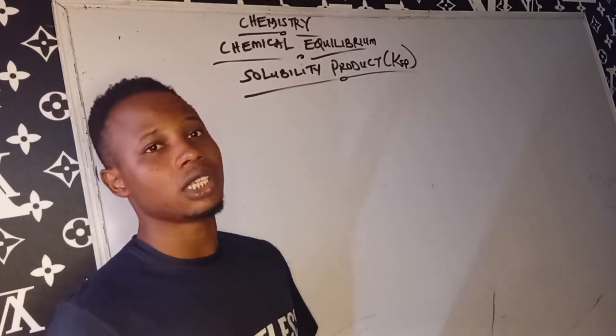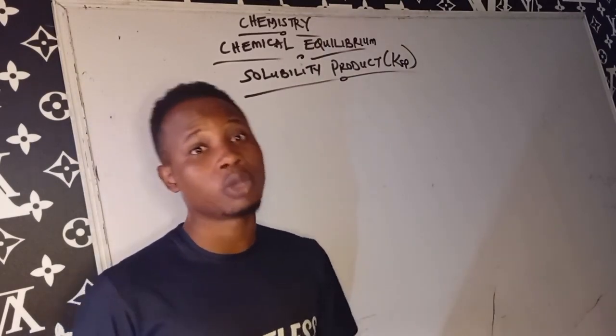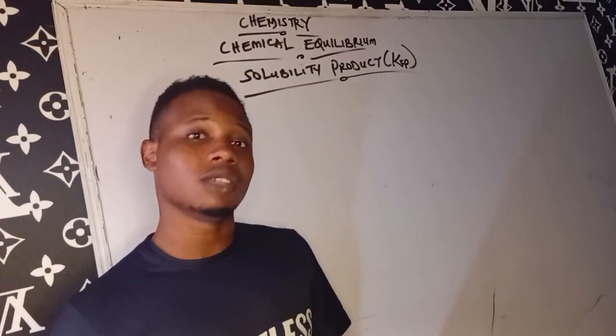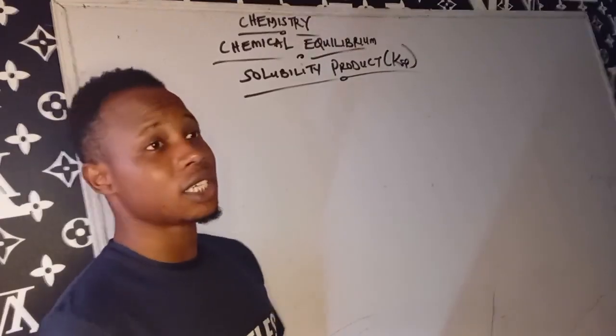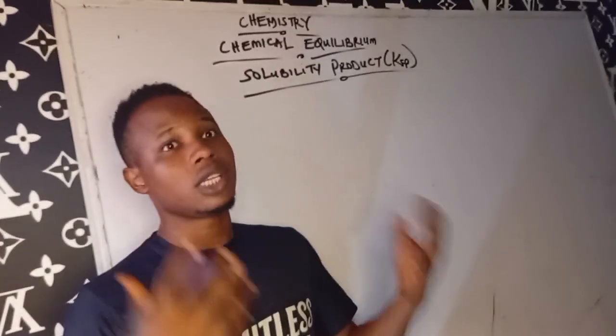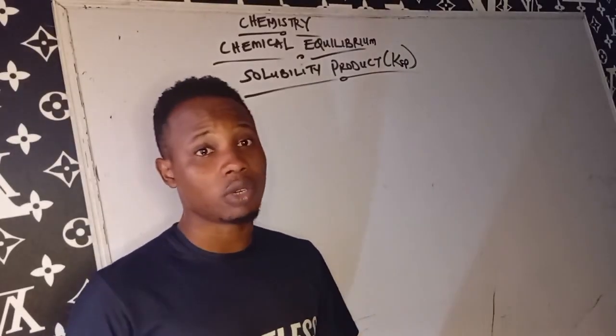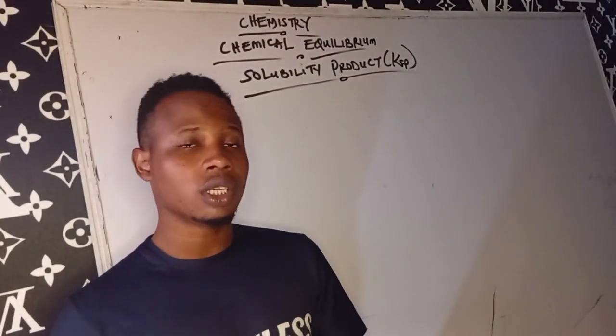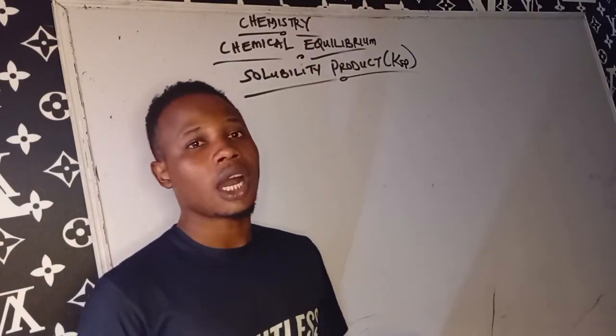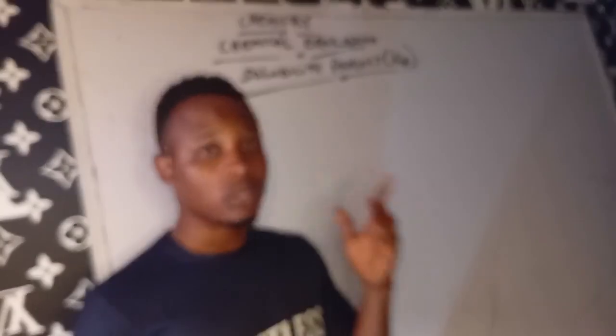When we talk about chemical equilibrium, we know it's a type of dynamic equilibrium where a system is said to be in a state of balance. And in this case, we talk of three major conditions for a system to be in equilibrium. It must be reversible, it must be in a closed system, and the rate of forward reaction must be equal to the rate of backward reaction.